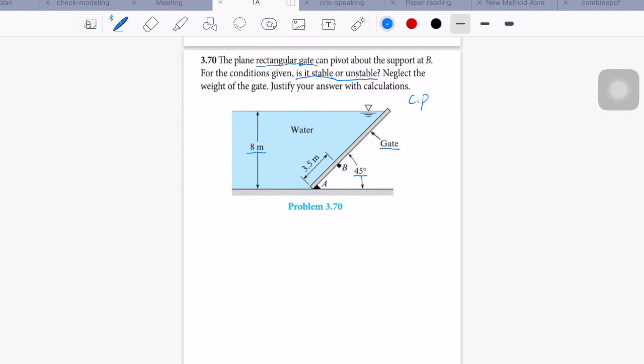So we can determine the height of the rectangular gate, h. The h should be equal to 8 meters divided by sine 45 degrees. So this value should be equal to 11.31 meters. And for this problem, the pressure distribution should look like this.